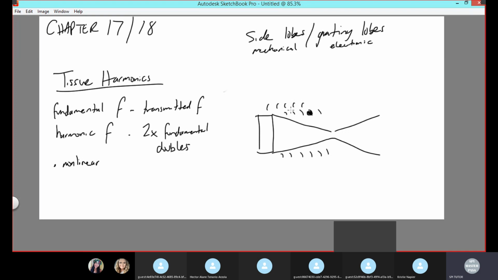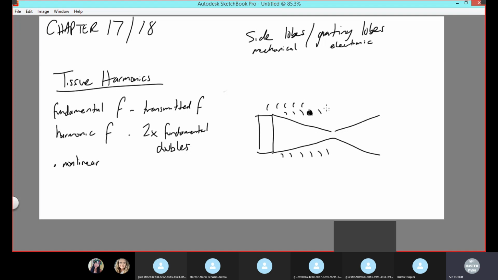The machine then encounters this dilemma because it assumes all reflections are from your main beam axis, only from here. That's where it assumes all reflections come from. So all of a sudden, this reflection comes back, and the machine says, oh, you must be here in my main beam axis. So it duplicates it and moves it towards your main beam axis.